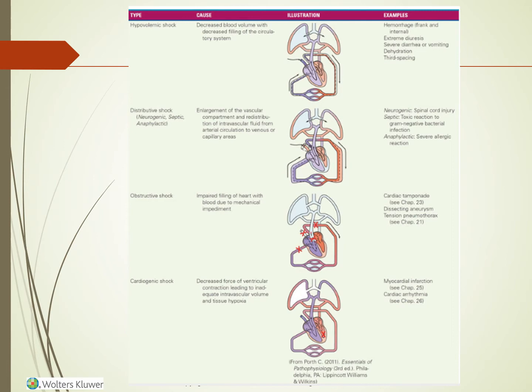Unlike other forms of shock, clients with septic shock have an elevated WBC count and initially manifest a fever accompanied by warm, flushed skin and a rapid bounding pulse. As septic shock progresses, clients eventually develop cold, pale, or mottled skin and hypotensive symptoms common with other forms of shock.